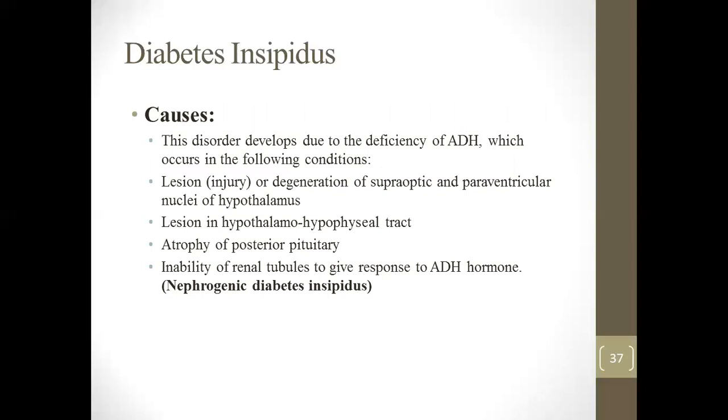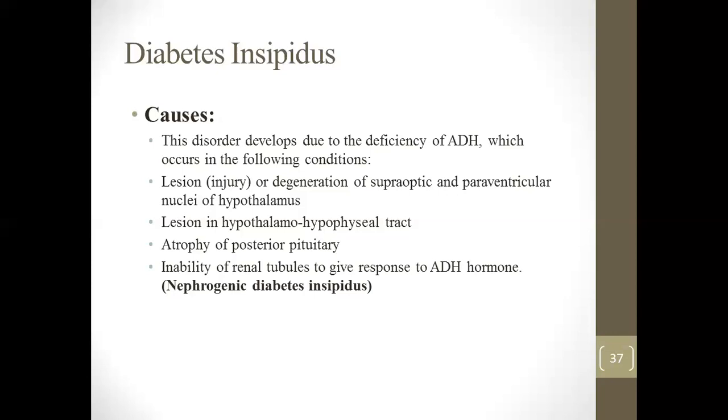This disorder develops due to deficiency of ADH, lesion or degeneration of the supraoptic or the paraventricular nuclei of the hypothalamus. Supraoptic and paraventricular nuclei basically produce the ADH in the hypothalamus, and if these are disturbed and destroyed, then the secretion of the ADH will be less.